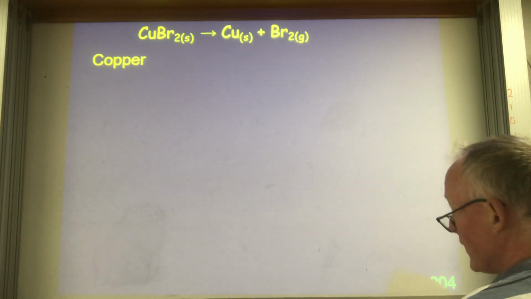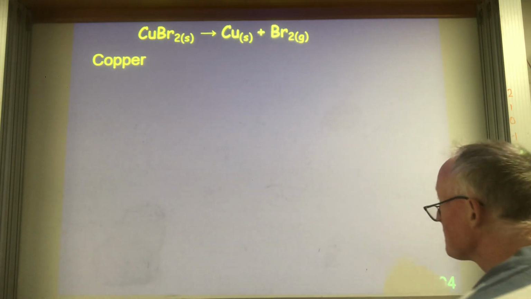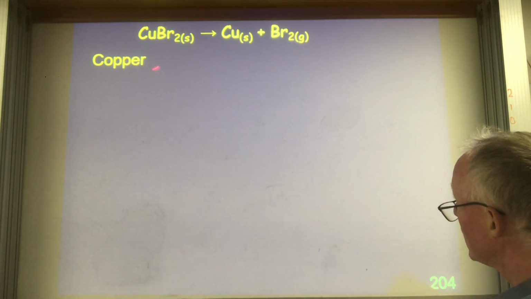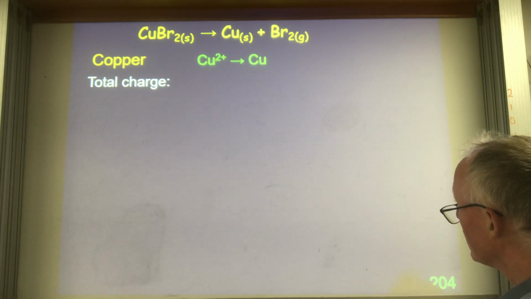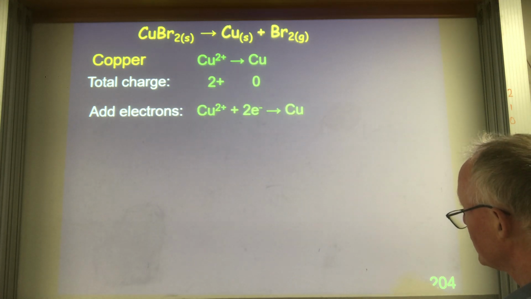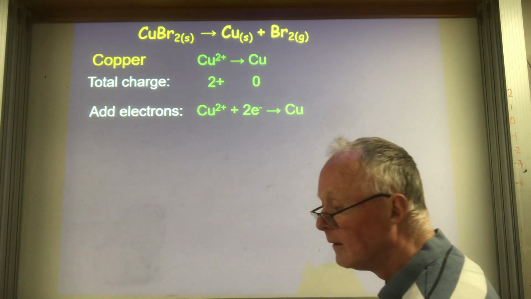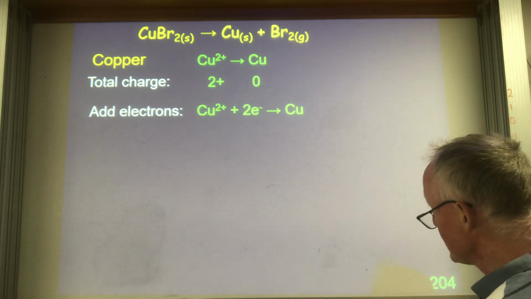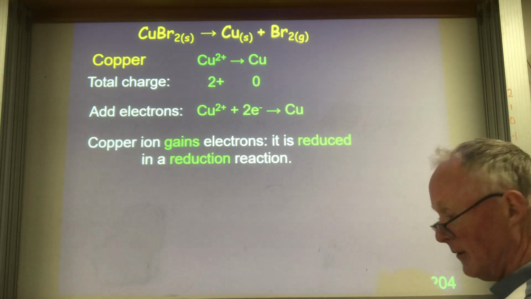So we've got an equation going back the other way, the salt forming the native elements. So we look at the copper 2 plus forming copper metal. Total charge 2 plus down to 0, so we're going to add electrons to the left-hand side. So again, the copper ions are being reduced in a reduction reaction.